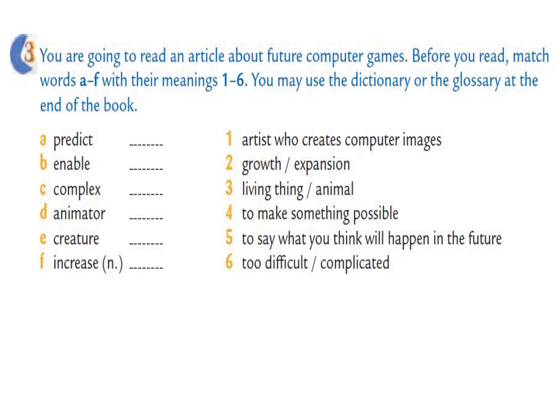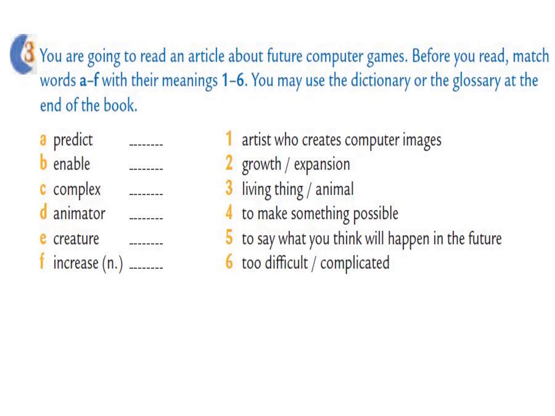So the first, I'm going to read the words or the vocabulary that we have. Predict, enable, complex, animator, creature, and increase. The definitions that we have: first one, number 1, artist who creates computer images. Growth or expansion, living thing or animal. To make something possible. Number 5, to say what you think will happen in the future. And the last one is too difficult or complicated. So we need to match the vocabulary with their definitions.